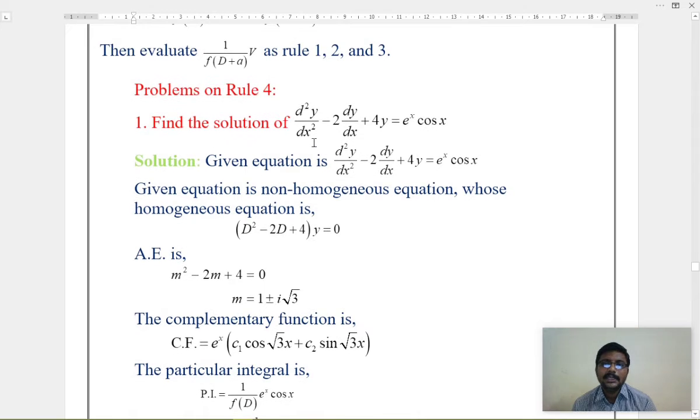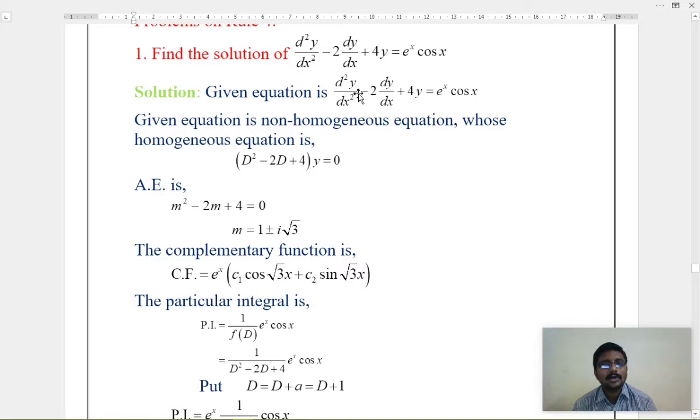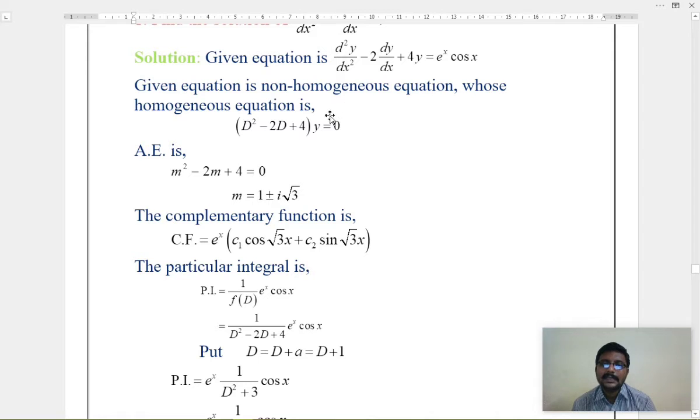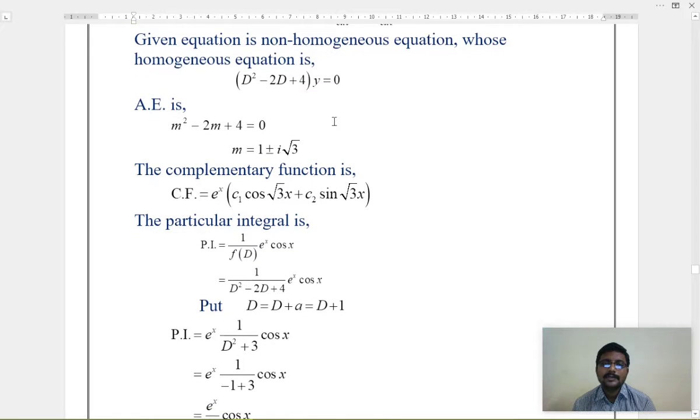Problem: solve d square y by dx square minus 2 dy by dx plus 4y equal to e power x into cos x. To solve this, the homogeneous equation is D square minus 2D plus 4 of y equal to 0. The auxiliary equation is m square minus 2m plus 4 equal to 0. Getting the roots using the formula minus b plus or minus root of b square minus 4ac by 2a, the roots are 1 plus or minus i root 3. So it is of the form of conjugate complex roots, alpha plus or minus i beta. Here alpha is 1 and beta is root 3.